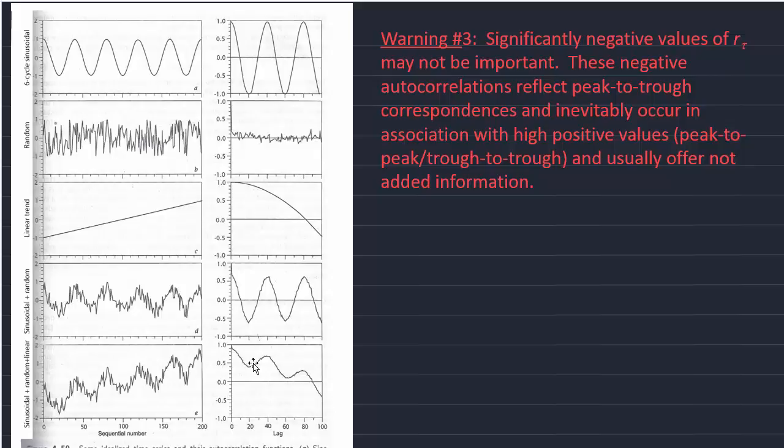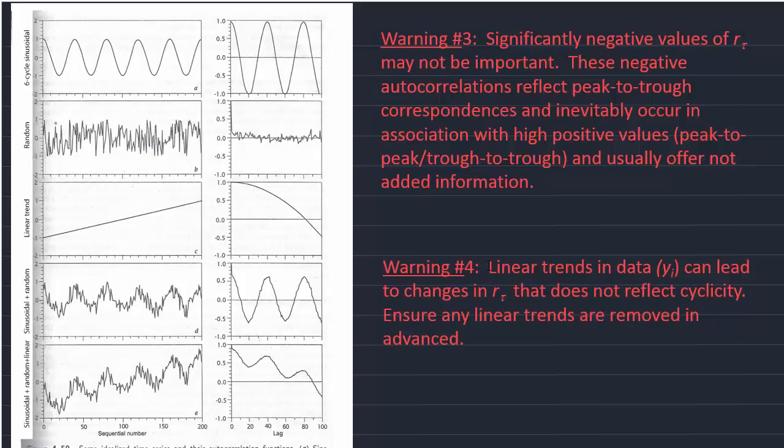So another warning arises with this linear trend. You can see that the linear trend can lead to high autocorrelations that don't necessarily reflect any cyclicity in the data. So the warning is that we should ensure that any linear trends are removed if we are looking for cyclicity. So let's keep that in mind when you're doing this sort of analysis.